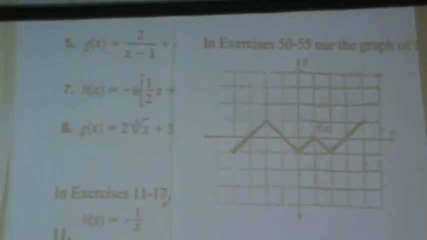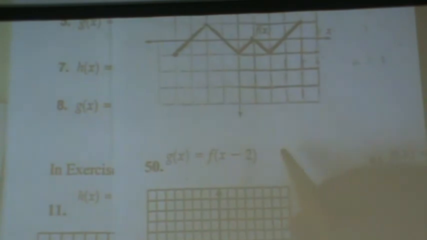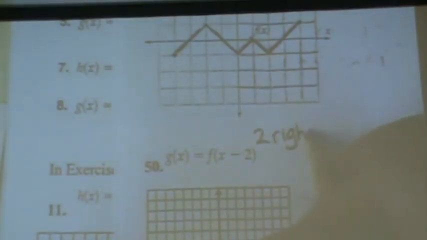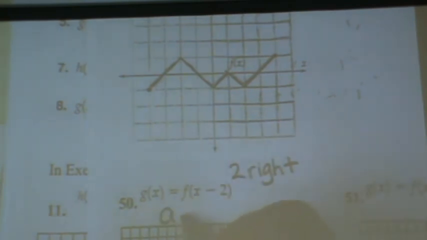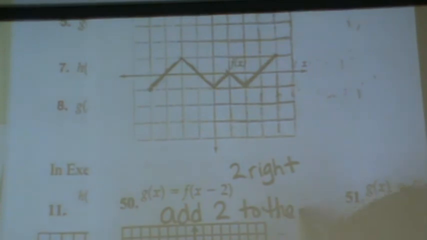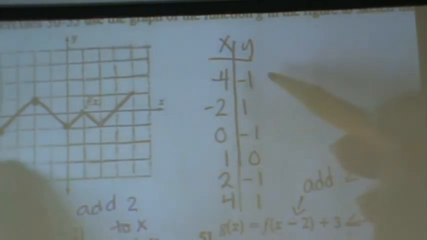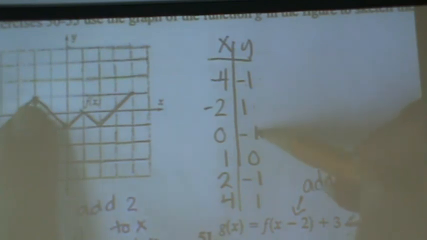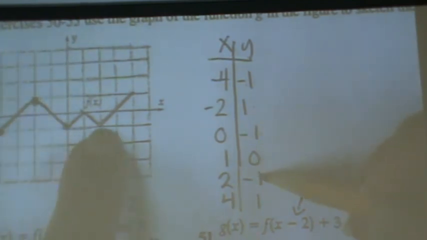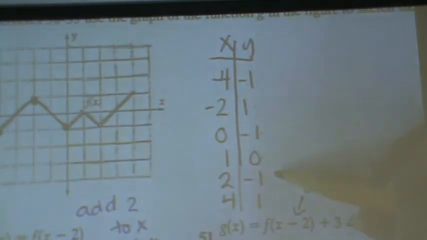Back page, number 50. This one, you are shifting your graph 2 units right. So what you're going to do is take these ordered pairs and add 2 to the x values. And you should get this picture right here. You added 2 to all your x values. The x values that I did were these ones right here: -4, -1, -2, 1, 0, -1, 1, 0, 2, -1, and 4, 1. And if you added 2 to your x values, you're going to add 2 to these values and keep these the same.